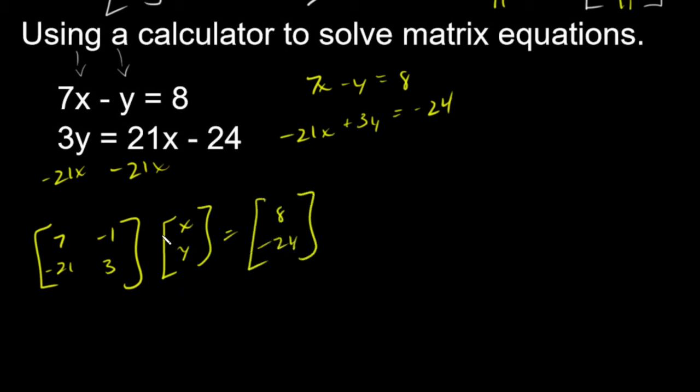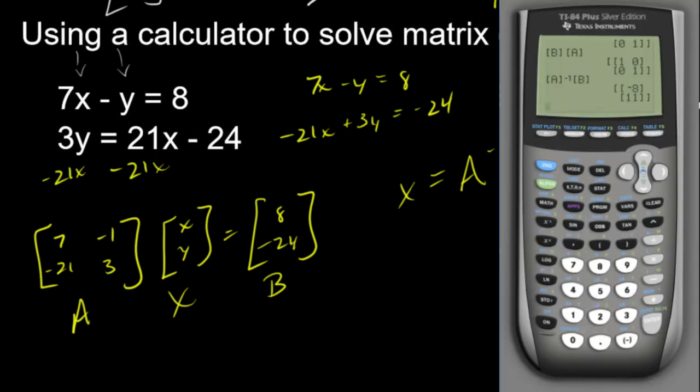All right, that didn't take so long. It's all the coefficients in one matrix, so 7 and negative 1, negative 21 and 3, and then x and y, your variables, equals your answers, 8 and negative 24. Now, I'm going to plug this in as A and this in as B on my calculator, and this is x, and x will equal A inverse B. I told you to memorize that. This is y.